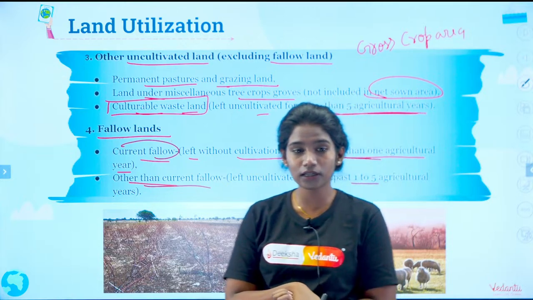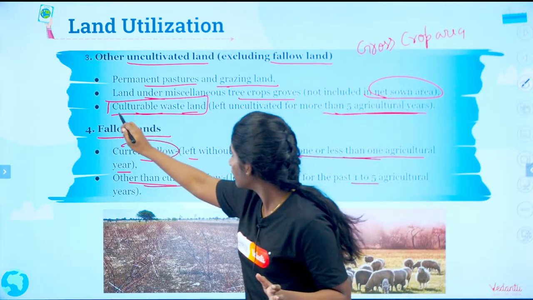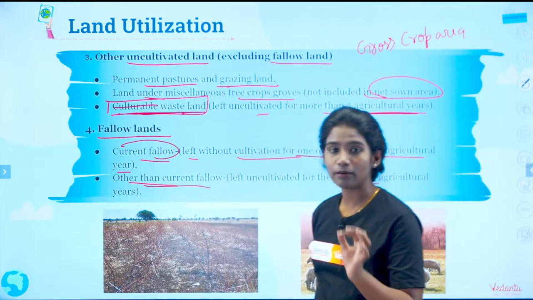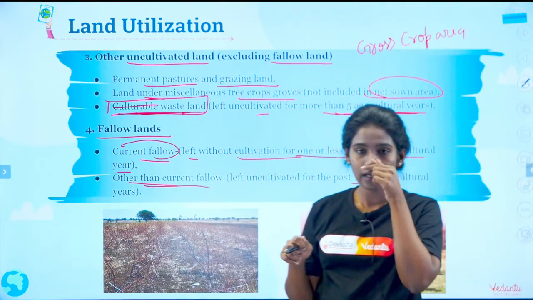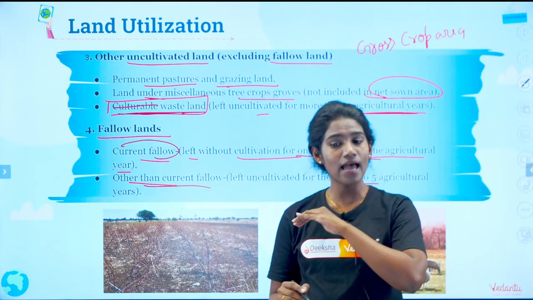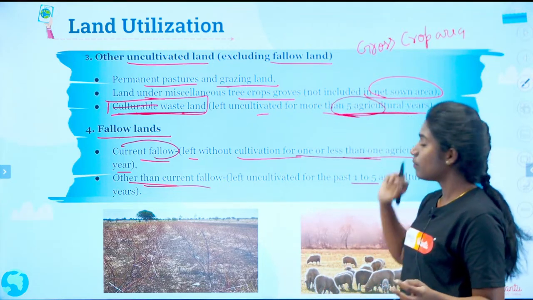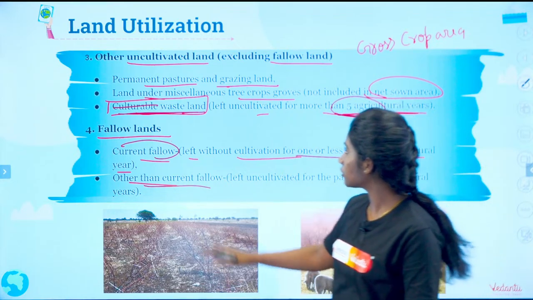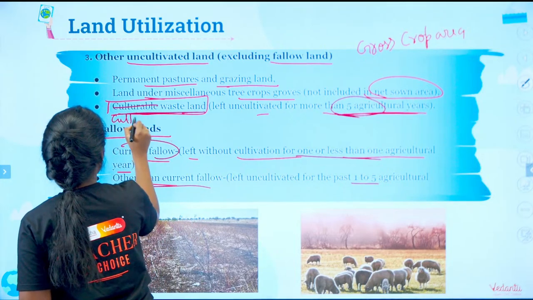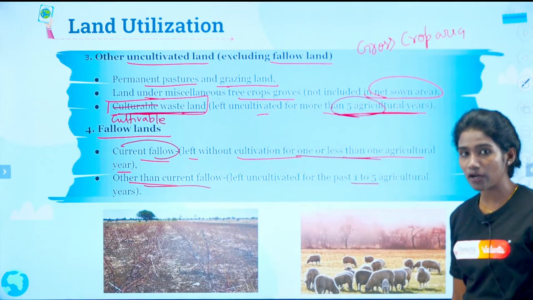Understood, right, what is fallow land? See, in case of culturable wasteland, the entire land is just left as it is, where agriculture does not take place. Okay, they don't do agriculture for more than 5 years, then that is called culturable waste land. Whereas in case of fallow land, what is happening?